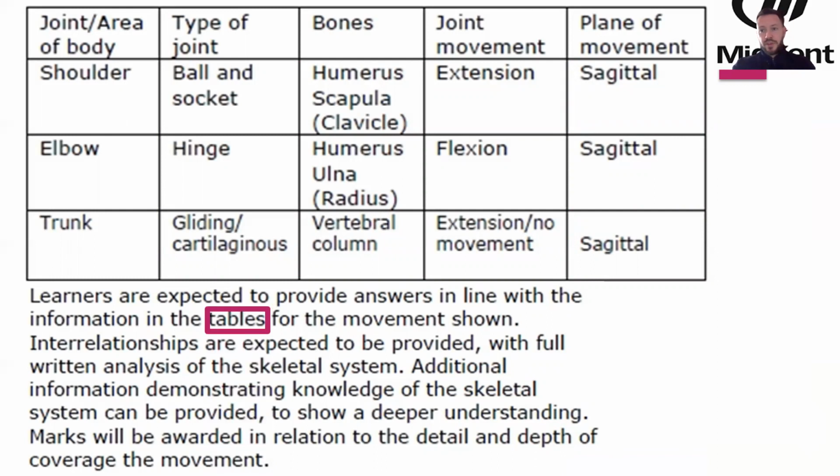First one is the table. Okay, if you don't draw the table to help you structure the answer, then you're going to lose marks. It's that simple. So please make sure that you draw this table out. Then you populate the table as quickly as you can, as accurately as you can. And then you start writing out your analysis.